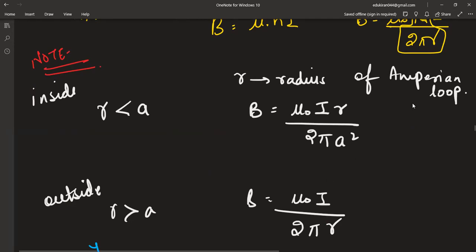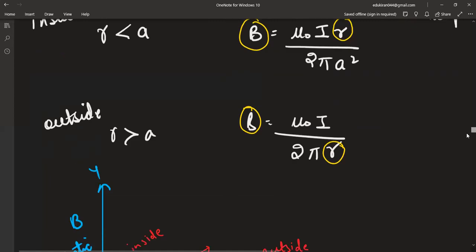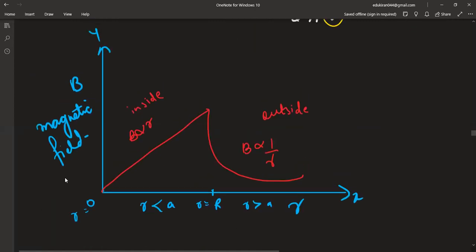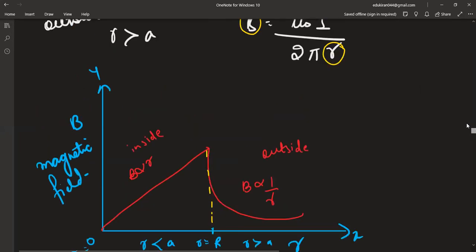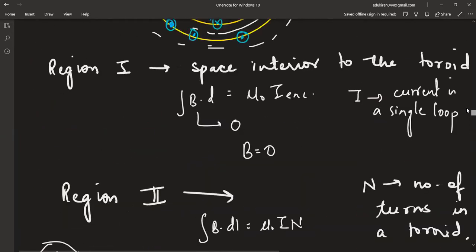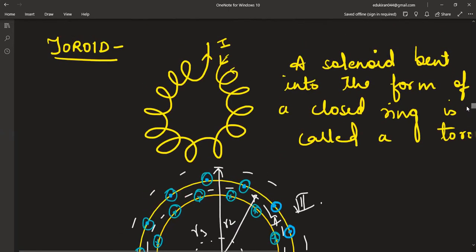So when you see the relation with R, inside the magnetic field is directly proportional, and outside the magnetic field is inversely proportional. So the graph will look like: inside it is directly proportional, then this is at the surface, then outside inversely proportional. This is with reference to that question only. Just make a star mark over there and add these points. First, write down the derivation of the toroid.